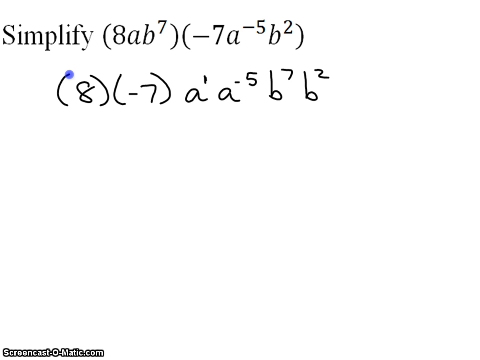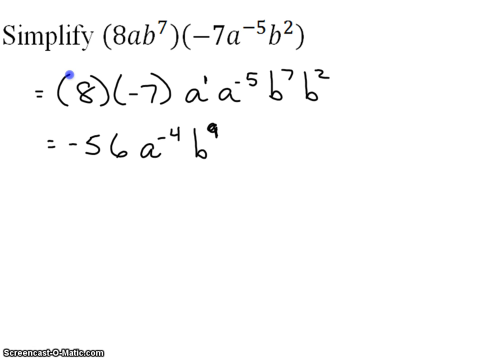All right, 8 times negative 7 equals negative 56. Now here we have a to the 1st times a to the negative 5th. We're multiplying two powers with the same base, so we add the exponents. 1 plus negative 5 is negative 4. So we write that down. Same thing with the b's. We add the exponents and we get 9. Okay, so b to the 9th power.